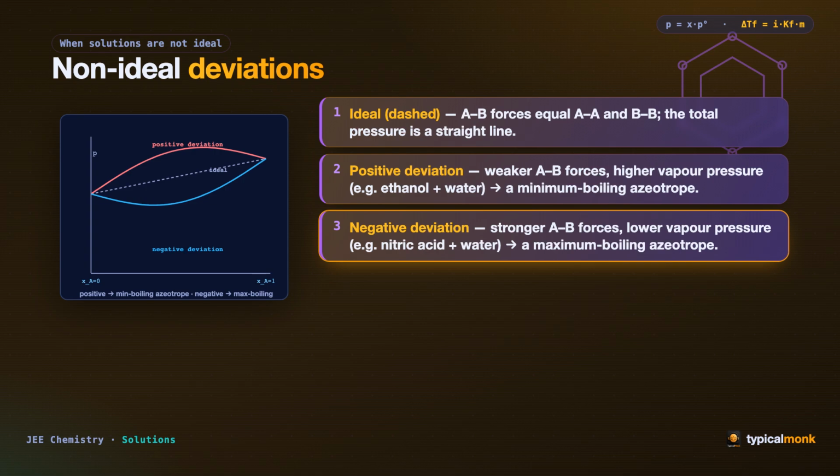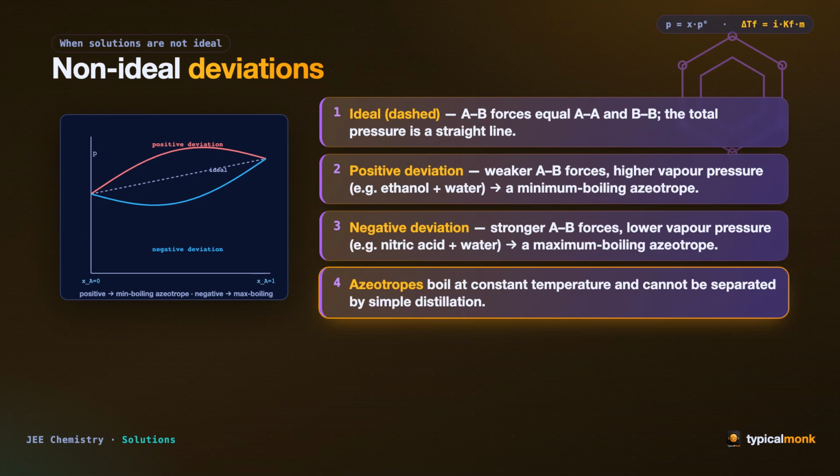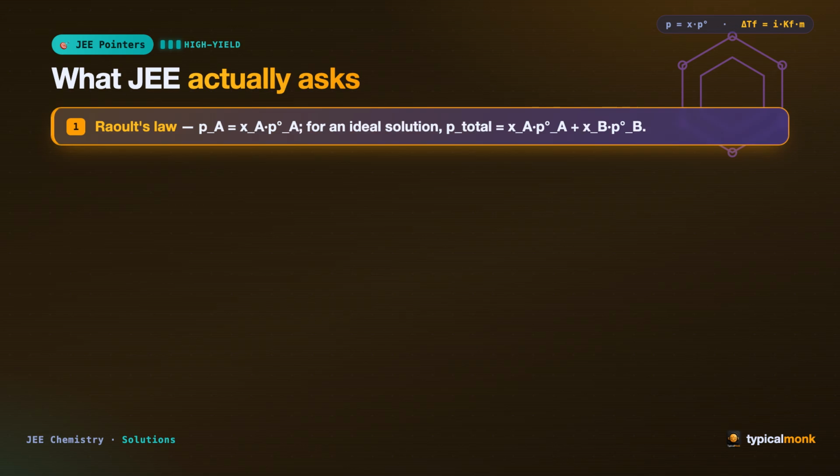Nitric acid and water do this, and it forms a maximum boiling azeotrope. And azeotropes themselves are mixtures that boil at a constant temperature, with vapor of the same composition as the liquid, so they cannot be separated by simple distillation. Now, what JEE actually asks.